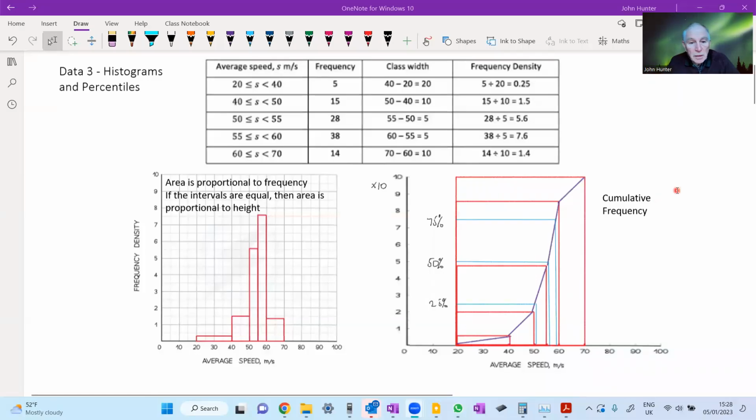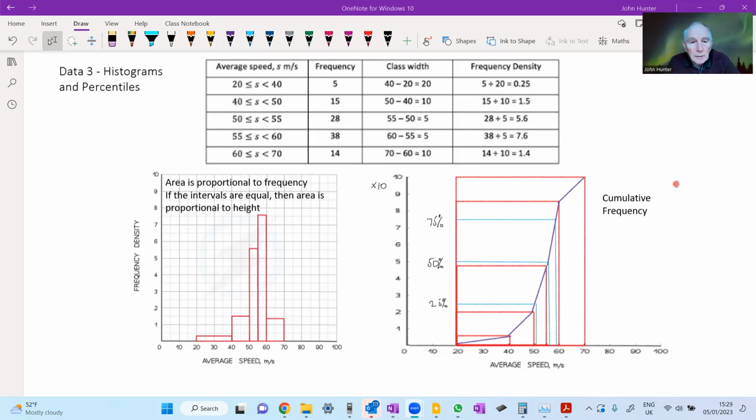Okay, welcome to the third video in the data section. It's about histograms and percentiles. To a large degree, many of you will have covered this ground in GCSE, so it's a little bit of a reprise of that. But it allows us to set the context for some of the things that are going to go later.